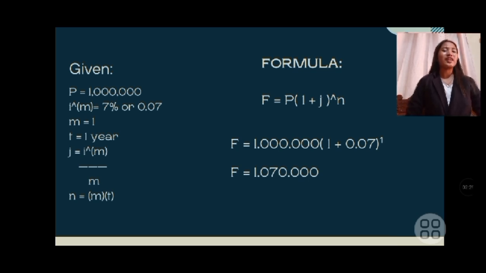So, paano nga ba tayo solve for our future value? Simply, we use the formula in finding the future value. F is equal to the principal value times the quantity of 1 plus j raised to the power of n. So, if we substitute the given into our formula, we will have F is equal to 1 million multiplied by the quantity 1 plus 0.07 raised to 1. Therefore, Mr. Garcia will pay 1,070,000 after 1 year.